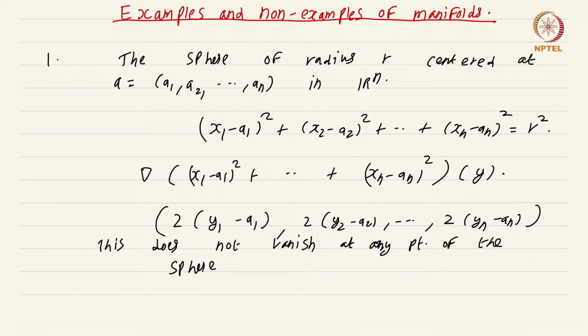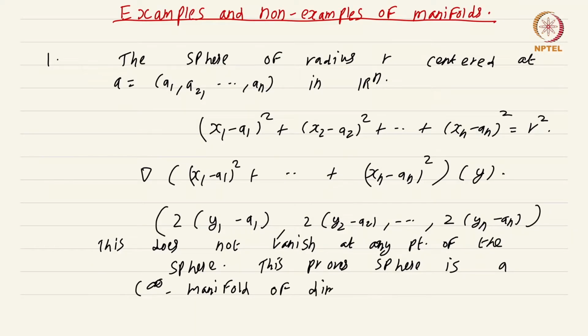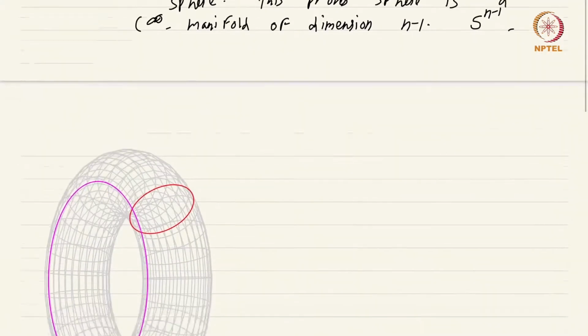Okay, so this proves the sphere is a C infinity manifold of dimension n minus 1. So the classical notation for the sphere of dimension n minus 1 is actually Sn minus 1. Okay, so this n minus 1 denotes the dimension. So that was the first example.